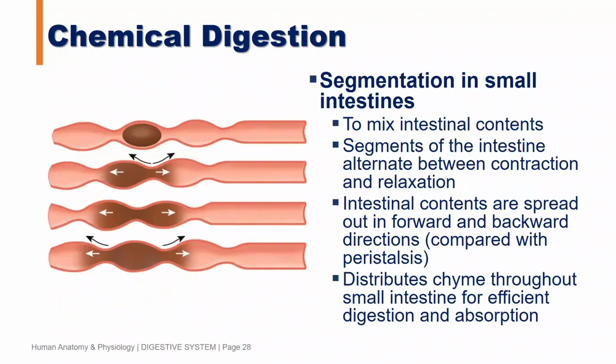And then you have segmentation in the small intestine. To mix the intestinal contents, segments of the intestine alternate between contraction and relaxation. Then your intestinal contents are spread out in forward and backward directions. Forward and backward. Okay? Try to remember what we did with the peristalsis. And then it distributes chyme throughout the small intestine for efficient digestion and absorption.